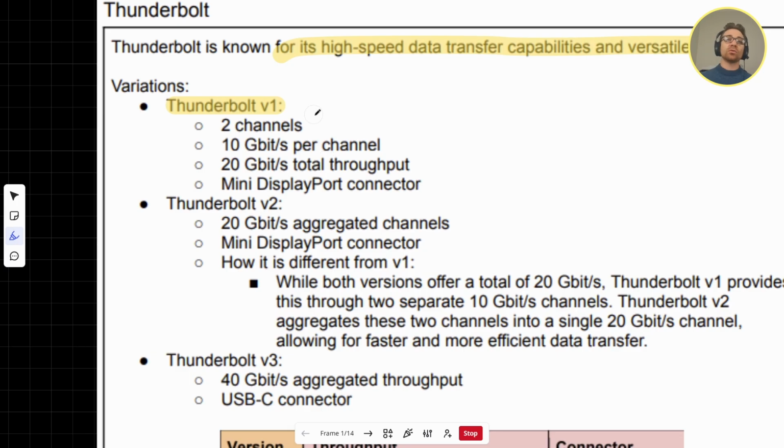Thunderbolt version 1 has 2 channels and it operates at 10 gigabits per second per channel, which means it has 20 gigabits per second total throughput. It uses a mini DisplayPort connector. You'll need to know what that looks like. We'll cover that coming up. Thunderbolt version 2 has 20 gigabits aggregated channels, also uses a mini DisplayPort connector. How is it different from V1? They're both 20 gigabits, right?